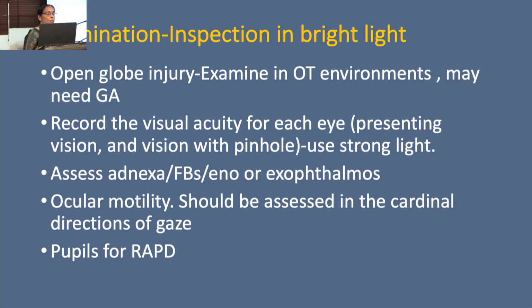So examination: always make sure that you examine the patient in very bright light. Open globe injuries, you have to examine only in the OT. Take him to OT or at least a place where there is an anesthetist. Okay. Record the visual acuity, very, very important, without pinhole and with pinhole. And again, use a strong light. Assess the adnexa for any injuries. See if there are any foreign bodies. Enophthalmos, exophthalmos, we want to know about orbital compartment syndrome. And ocular motility in all the cardinal positions of gaze, and pupils for RAPD.